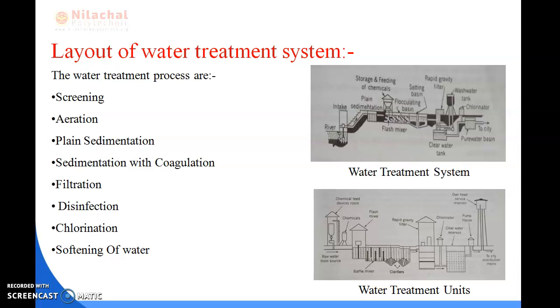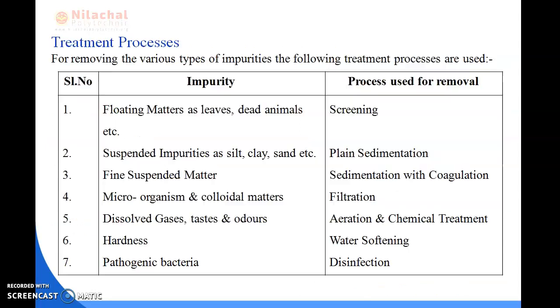So from which impurities will we be removing these? Okay, so you can see I have designed the table here. These are the impurities and these are the processes by which we can remove these impurities. Okay, you can see here the first point, that is floating matters such as leaves, dead animals, etc.